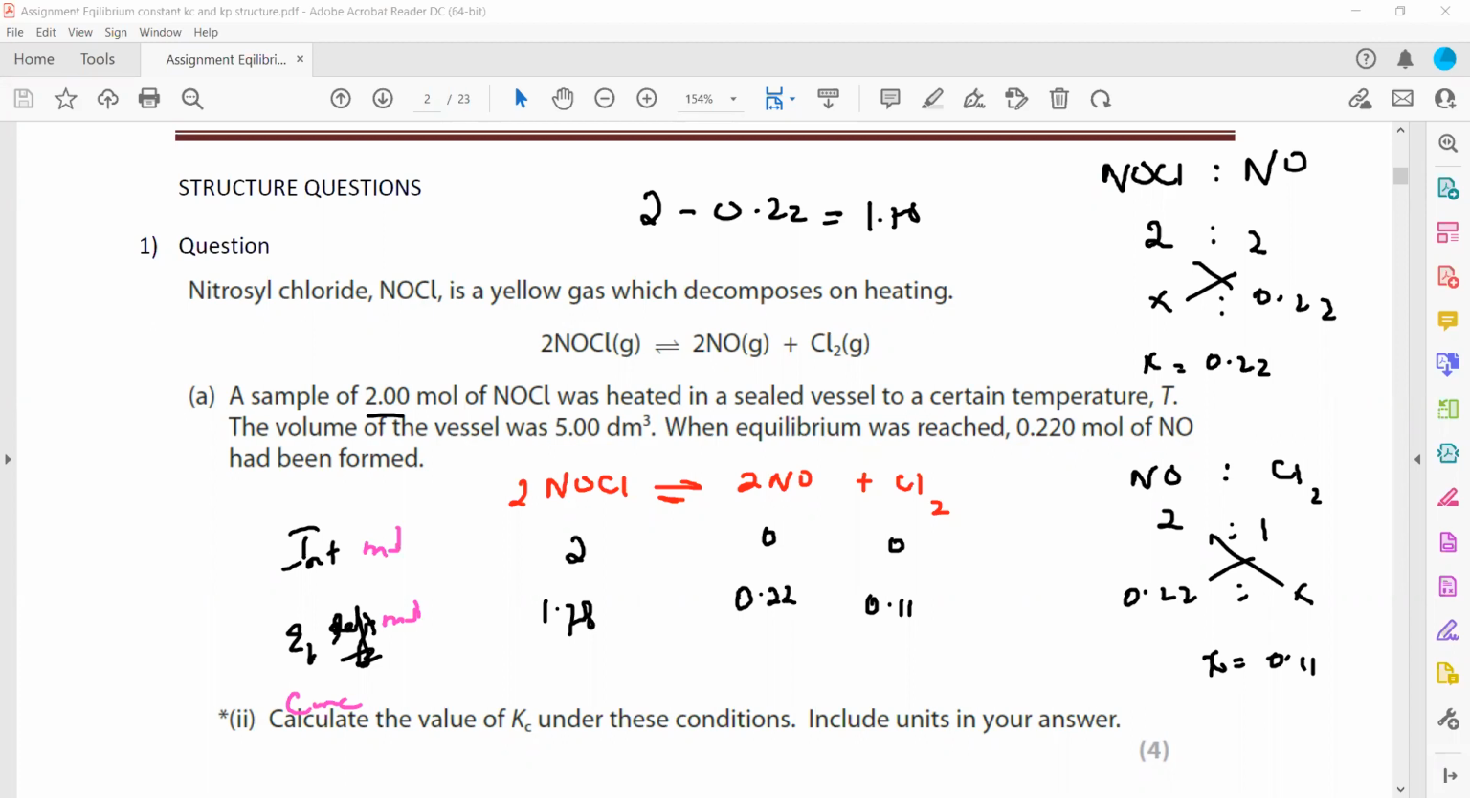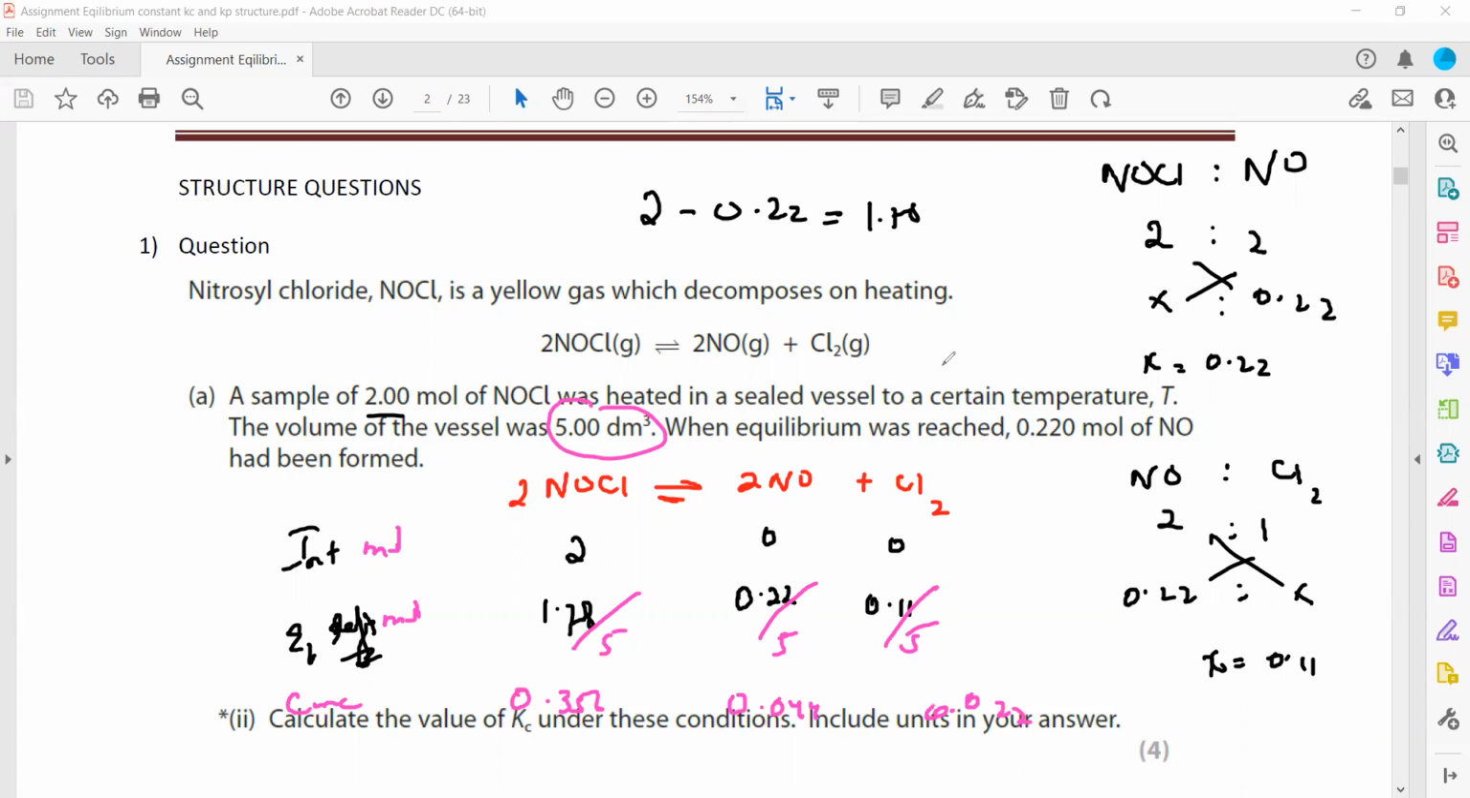To get the concentration, it is moles divided by volume. And what is the volume? They mention in the question that the volume of the vessel is 5. So we divide all of them by 5 so that we get the concentration. The concentrations will be 0.356, 0.044 and 0.02. So this is the concentration of each.